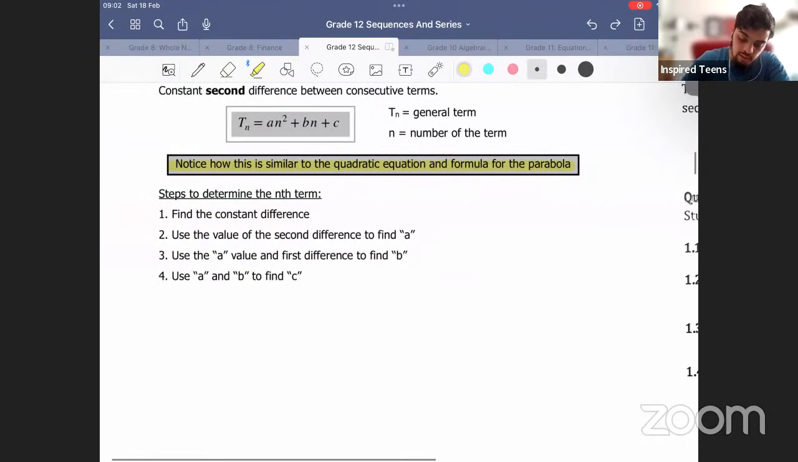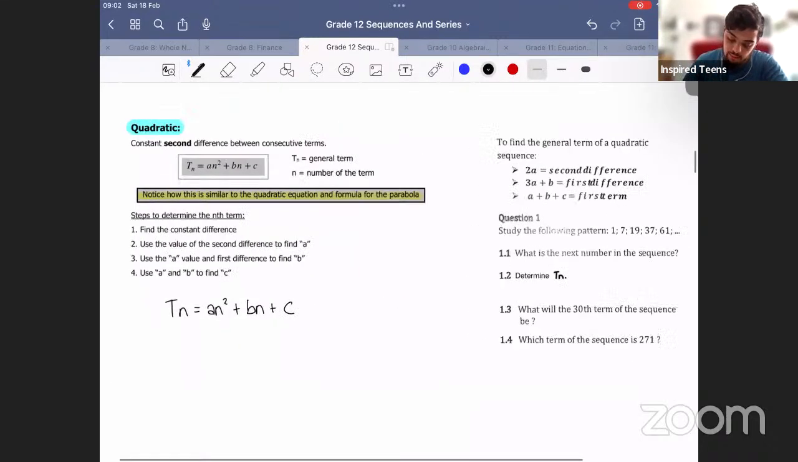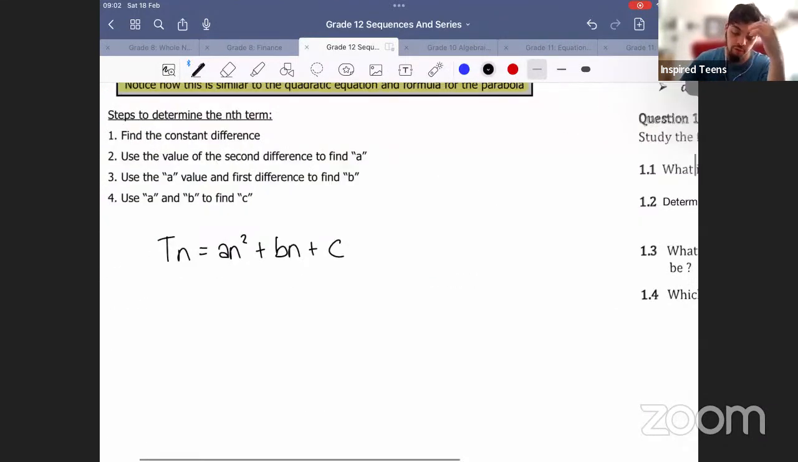Firstly, our general term is Tn is equal to an squared plus bn plus c. That is the general equation for quadratic. Now, how do we solve for these unknowns, a, b, and c? Remember, in our general term, in Tn, we have to have one unknown, which is n. If we want to identify a formula that can calculate any term in that pattern, we need to have n there so that we can substitute anything for n. If you want to calculate the first term, the sixth term, the seventh term, the 25th term, we substitute it in for n. So in all our Tn's, we're going to have our unknown as n.